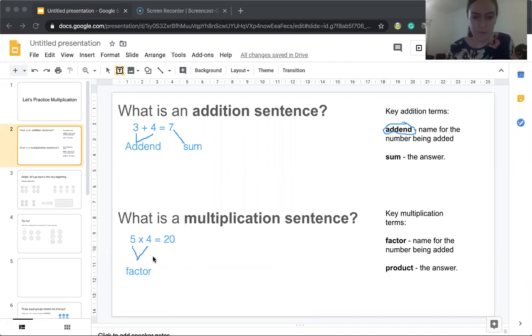All right, the answer we now know is called the product, okay? So in multiplication, the answer, which is this guy right here, is called the product.